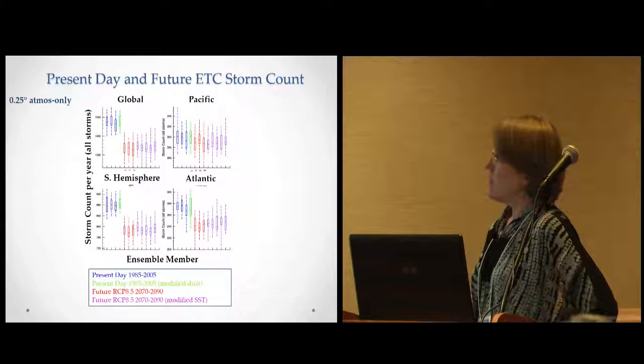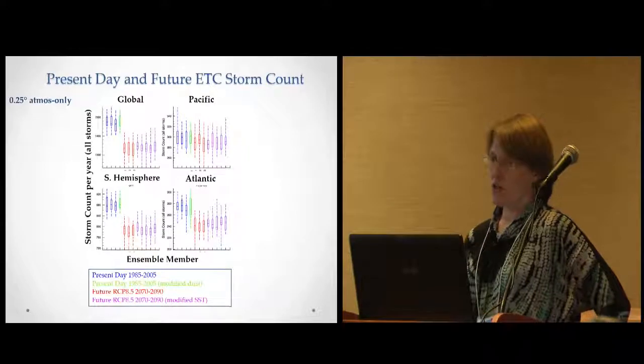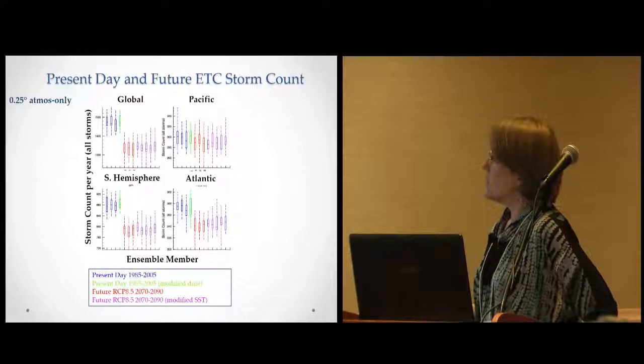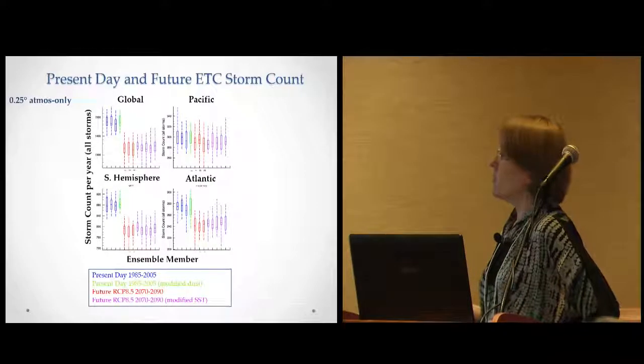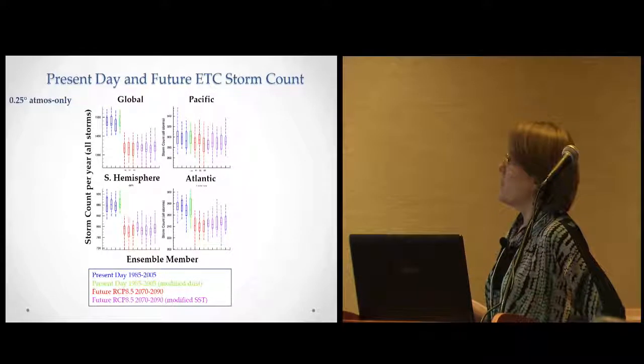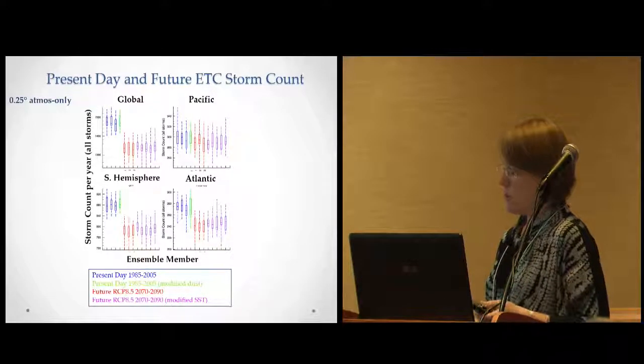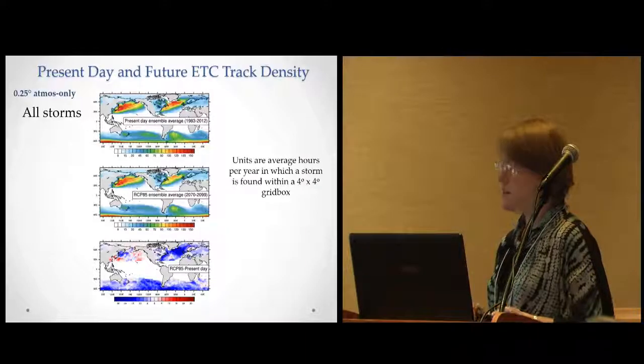If anybody's interested in the different types of simulations, which the colors indicate, I can talk to you more afterward. But you can see this global signal is really driven by what's happening in the Southern Hemisphere and in the Atlantic. The Pacific isn't really showing much difference between the future number of storms and the present day. And you'll see why on this slide.